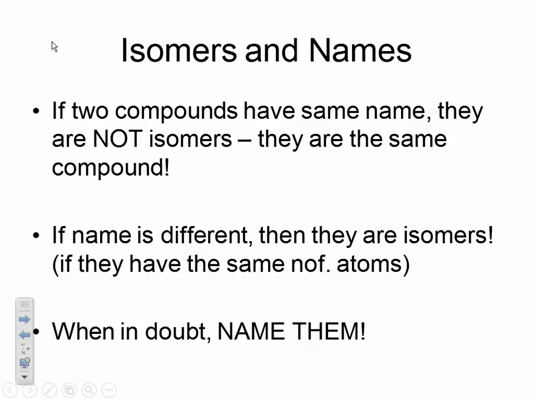So there's the thing about naming. If we know that there are different possible ways to draw things that have the exact same name, you could draw your carbon chain right to left or left to right. So always be thinking about that.